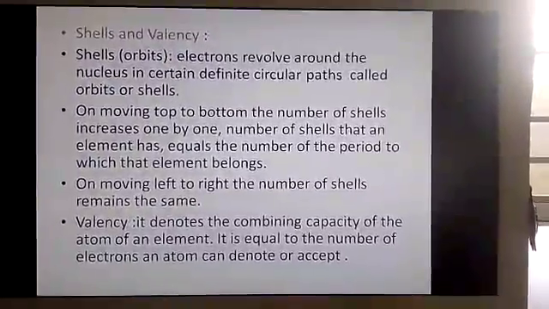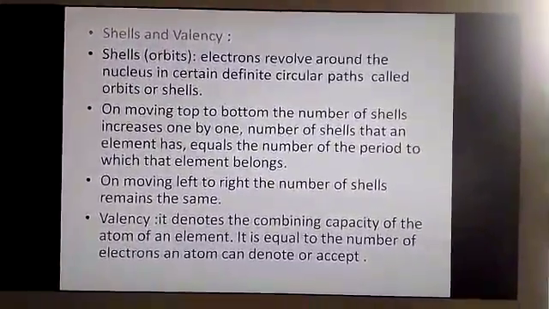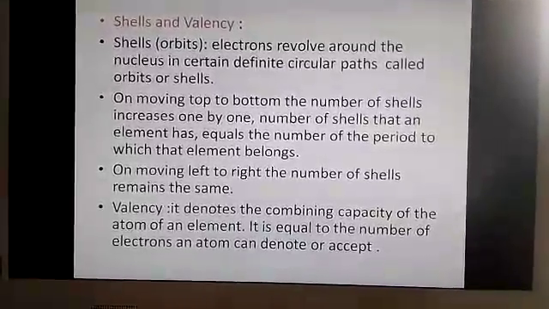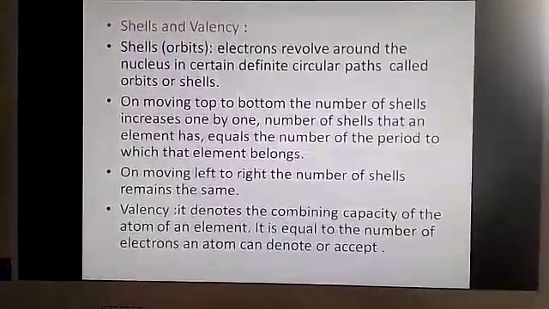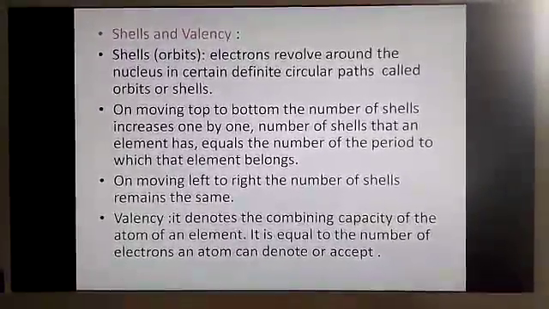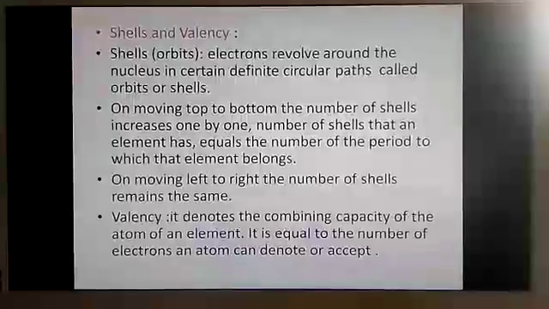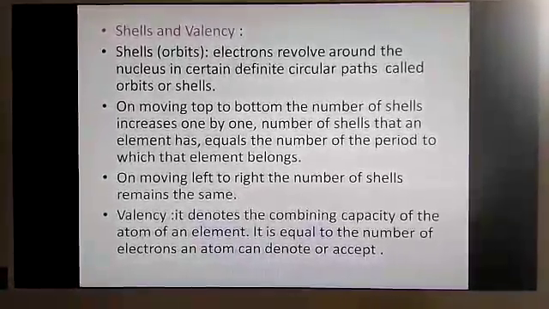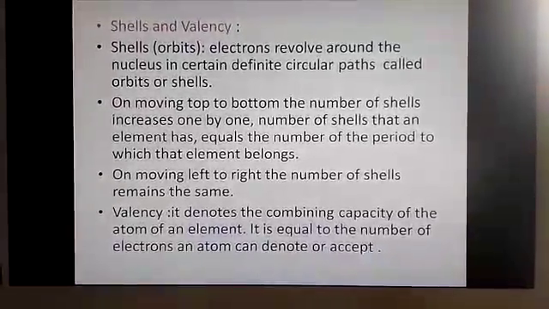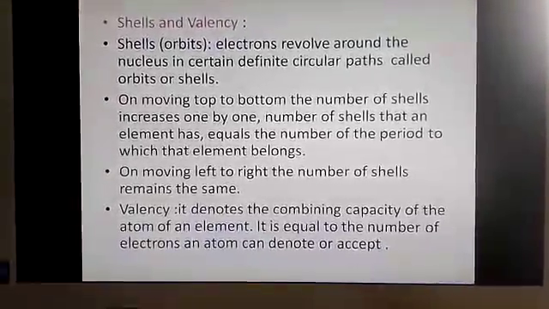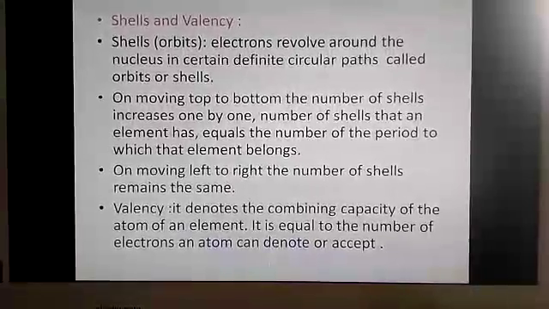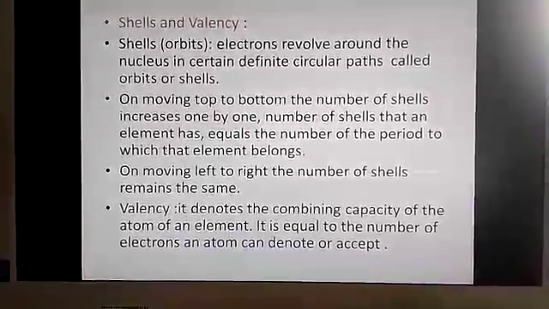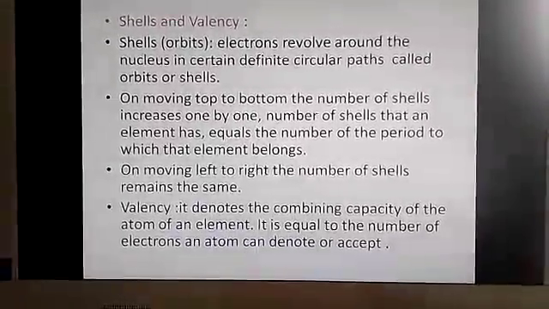Shells, that is orbits. Electrons revolve around the nucleus in certain definite circular paths called orbits or shells. In your previous class, that is in 9th standard, and in 8th standard also, you might have studied the structure of an atom, in which the nucleus contains protons and electrons revolve around the nucleus in certain circular paths called orbits or shells. On moving top to bottom, the number of shells increases one by one.